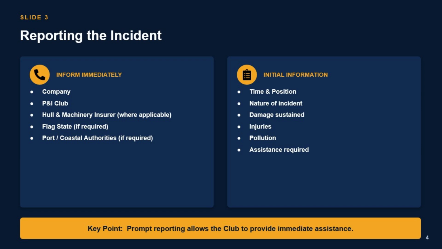Early reporting is extremely important because it allows the P&I club to arrange assistance without delay. In many cases, the club can appoint local correspondents, surveyors, or lawyers within a very short time, helping to protect the members' interests from the very beginning.